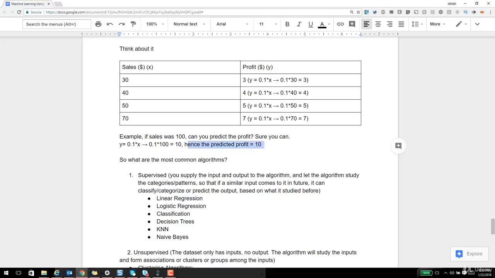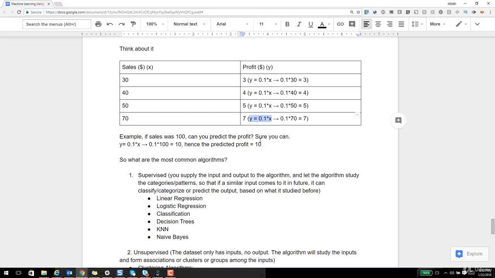So this is what we are going to do in this whole course, right? We are going to look at some algorithms which can ultimately give us an equation. And we're going to supply some inputs to that equation, and that equation is going to spit out an output, right?